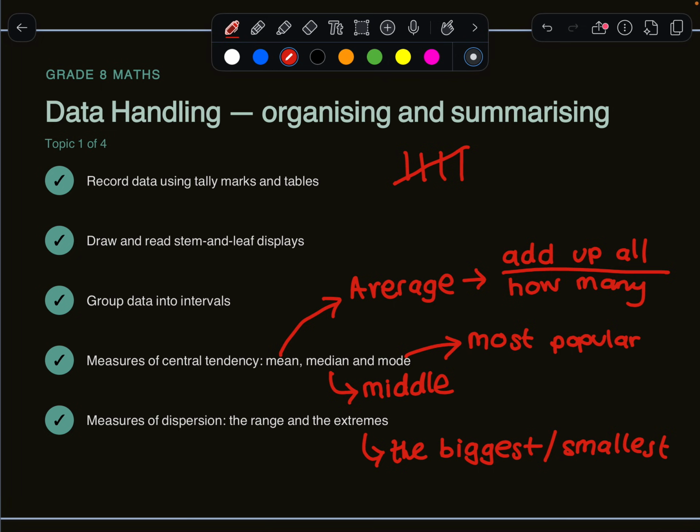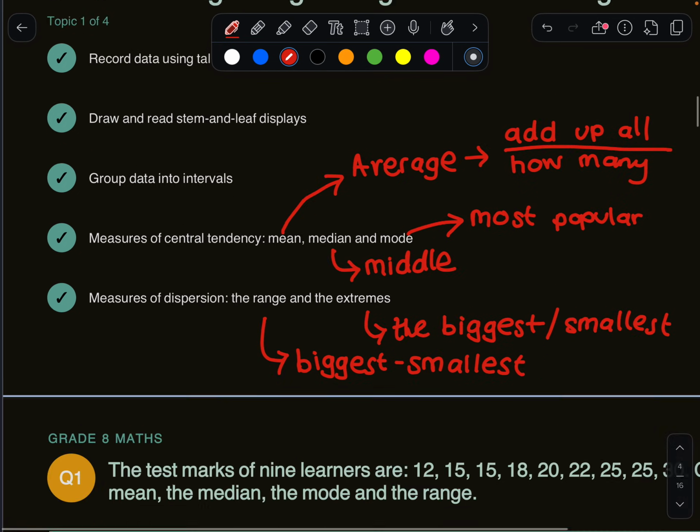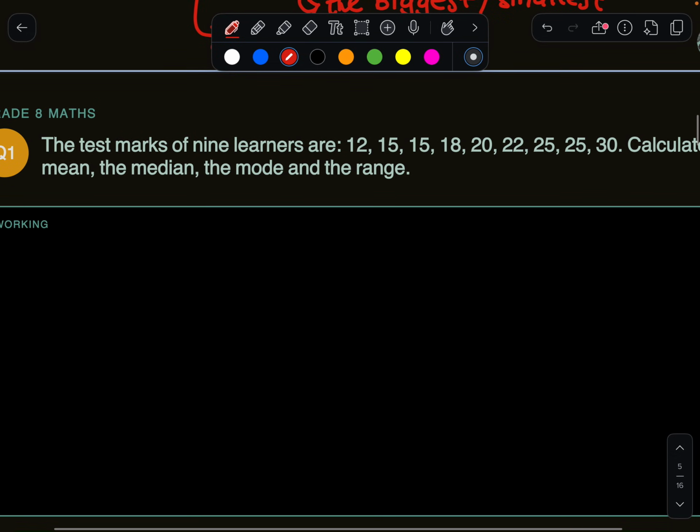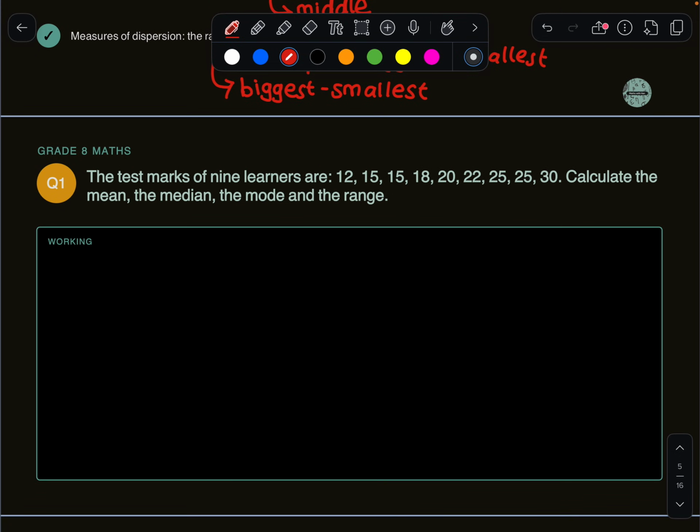And linked to that, you're looking at the range, and range is always your biggest number minus your smallest. These are things you have to know off by heart. They won't give you these formulas or definitions. As an example, a question in this section would be: the test marks of 9 learners are 12, 15, 15, 18, 20, 22, 25, 25, 30. Calculate the mean, the median, the mode, and the range.